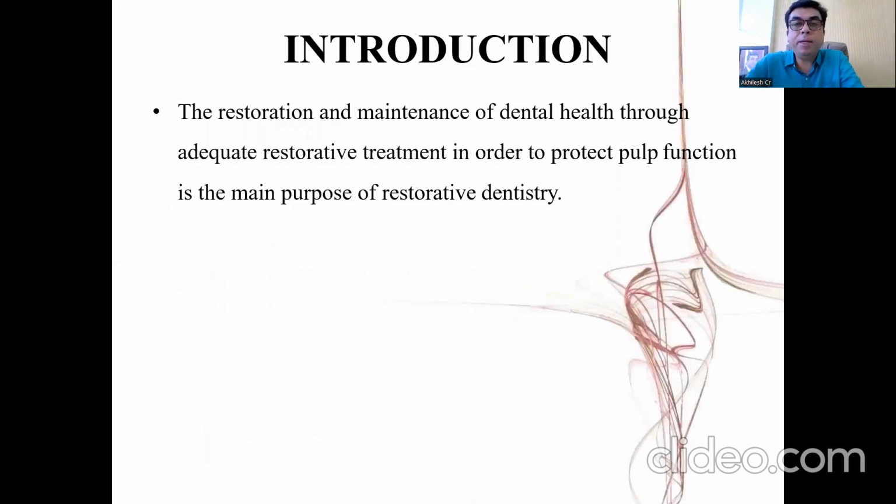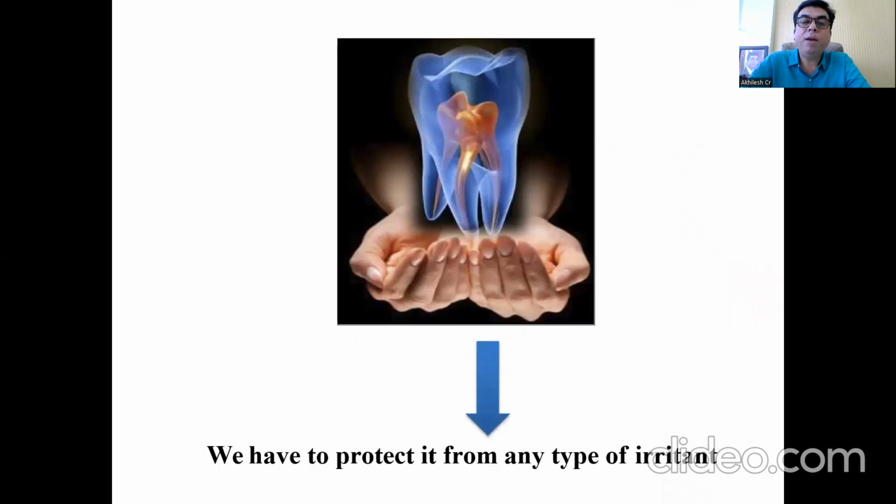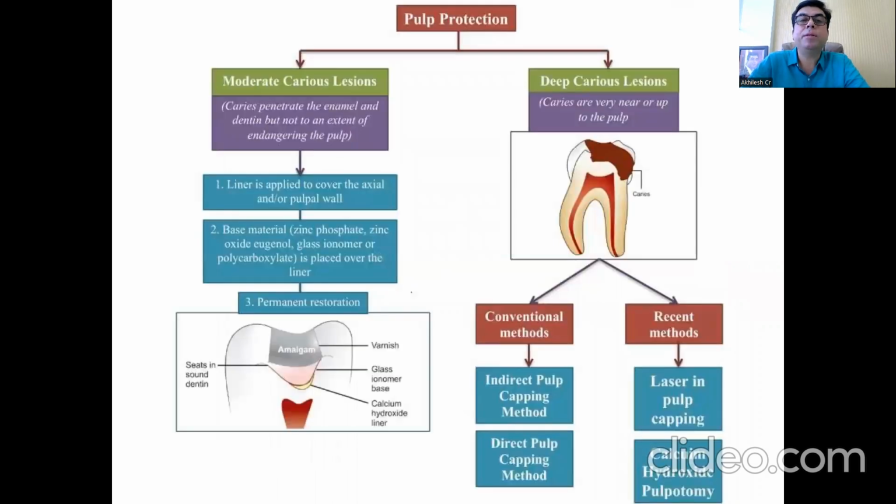The restoration and maintenance of dental health through adequate restorative treatment in order to protect pulp function is the main purpose of restorative dentistry. Protection of the dentin pulp complex is an important factor in pulp vitality during operative procedures. This involves the avoidance of thermal stimuli caused by operative procedures, toxicity of restorative materials, and bacterial penetration. We have to protect it from any type of irritant. So let's talk in detail about pulp protection.